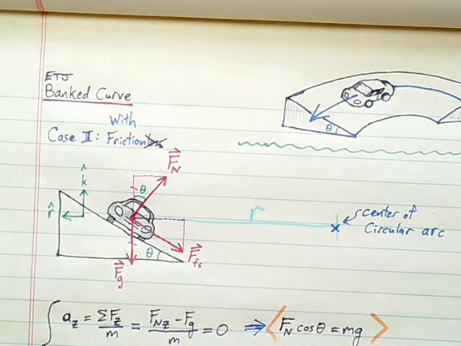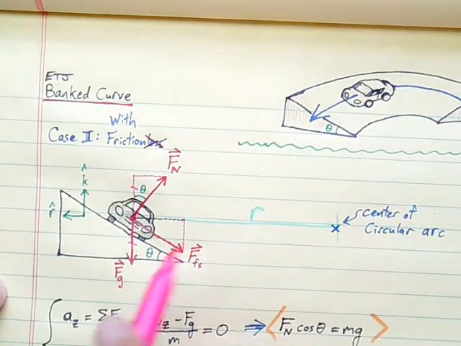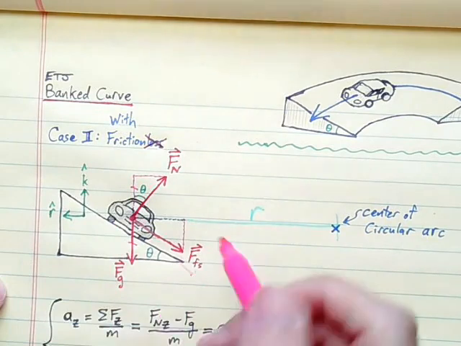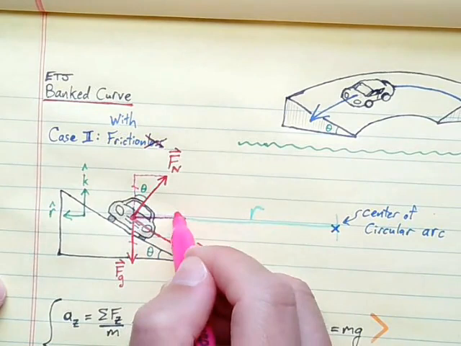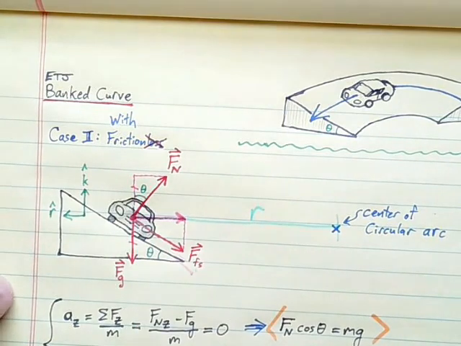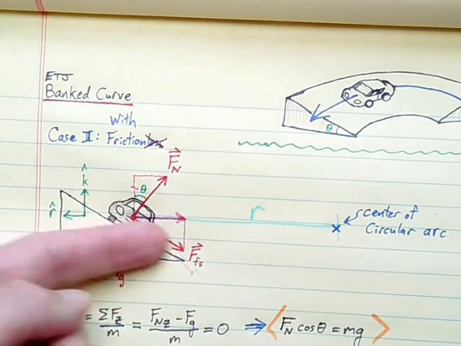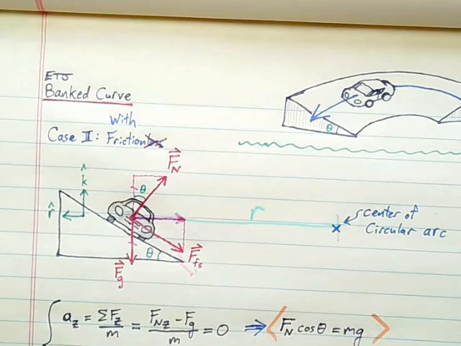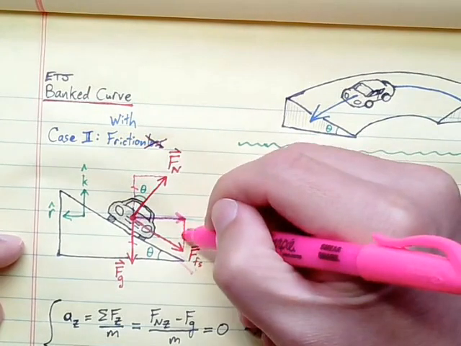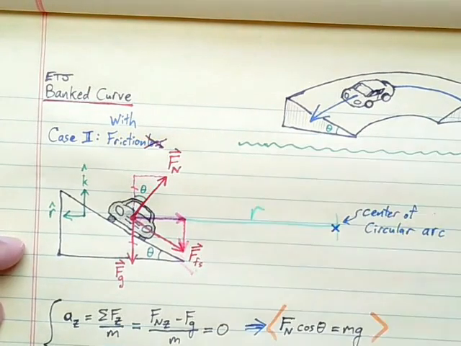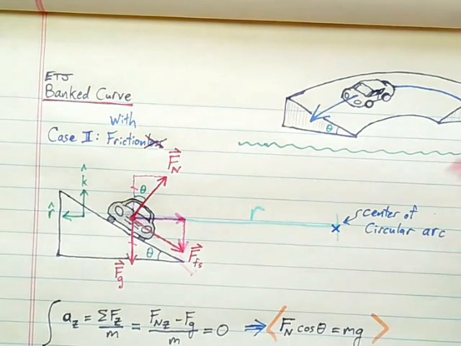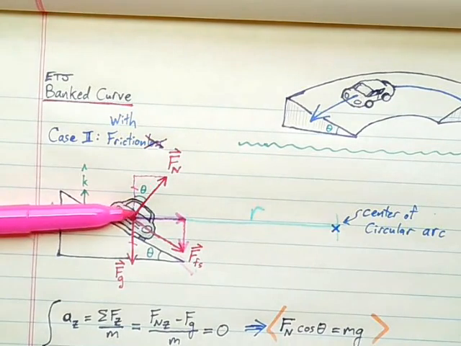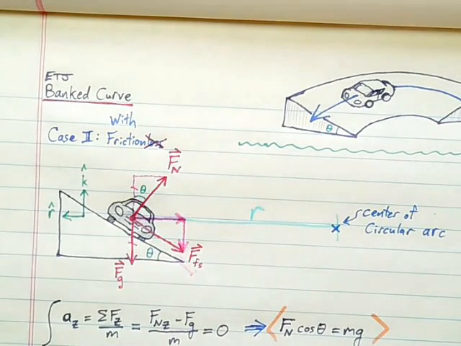Look at the effect that it's having. By pointing down the ramp, friction has a component that's pushing the car in towards the center of the circle. There's a negative radial direction component to our force of friction. And there's also a vertically downward component to the force of friction. So friction is pushing to the right and down from this point of view.